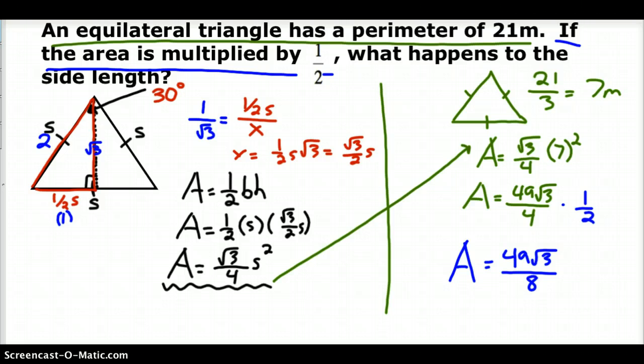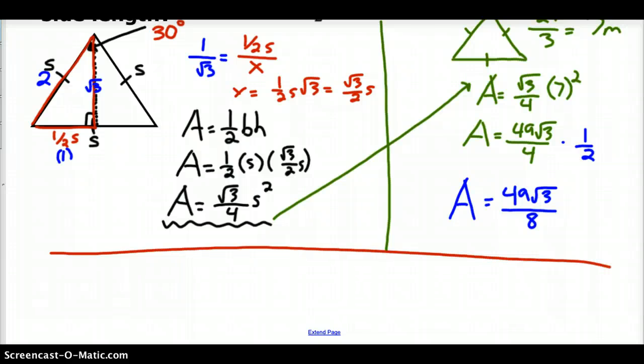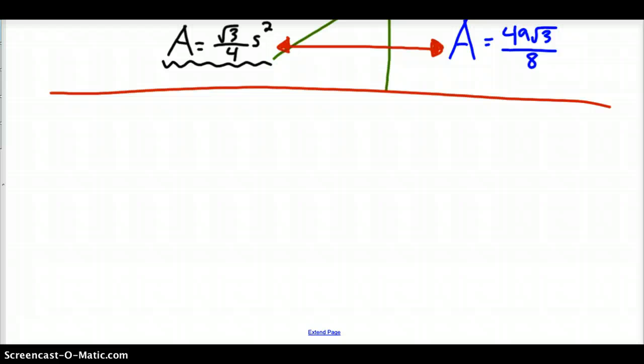Okay. Well, now what we're concerned with is what actually happened to our side length. We know that the new area is half of what it was before, but how is the side length compared to what it was before? So we're going to take this expression for the area and substitute radical 3 over 4 s squared for A. So I'm going to write down that radical 3 over 4 s squared is equal to 49 radical 3 over 8.